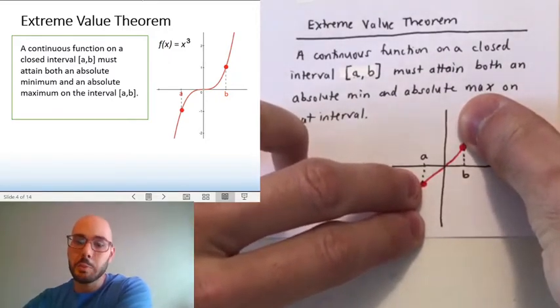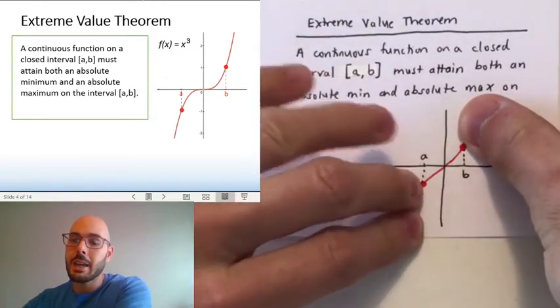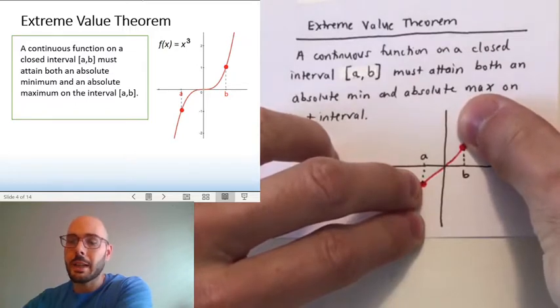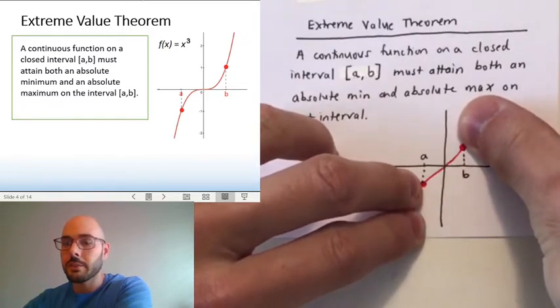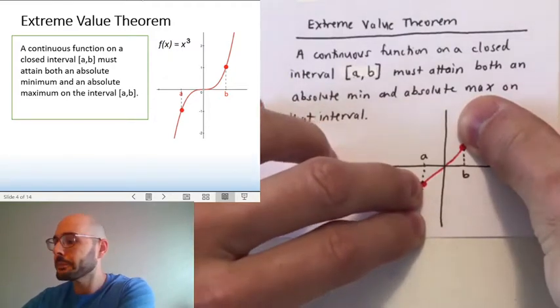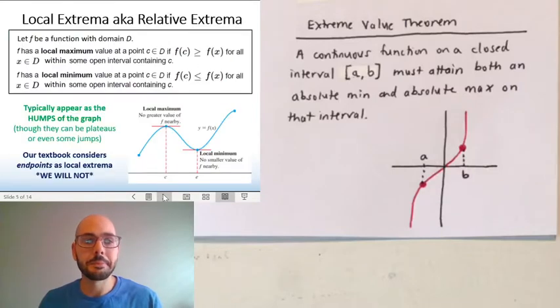And we can see in this particular example that I drew, there's going to be an absolute minimum at A, that's the lowest point on this graph, and the absolute maximum is at B, that's the highest point on this graph, as long as I'm only looking between A and B. So just a nice fun fact that makes sense.